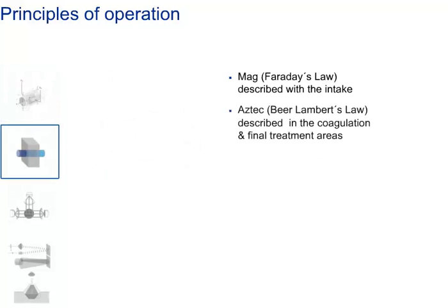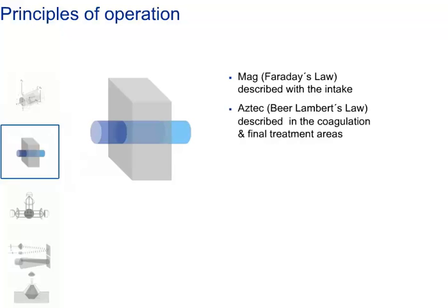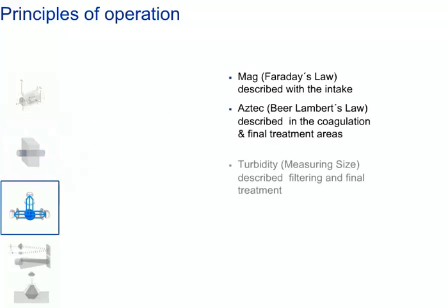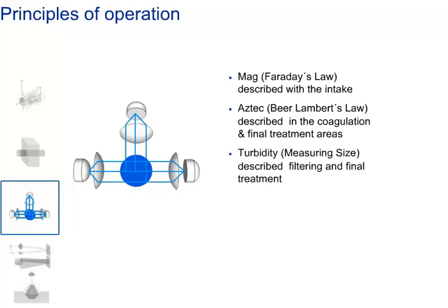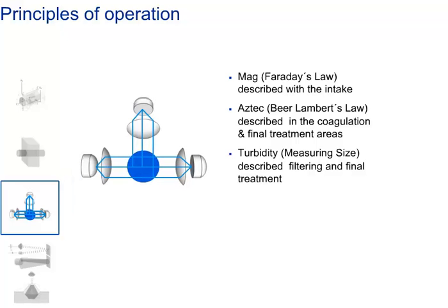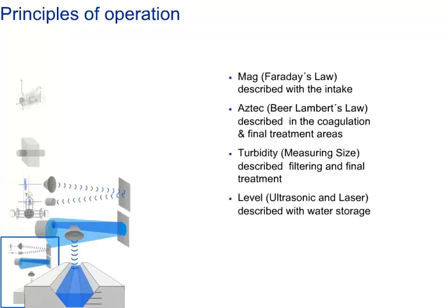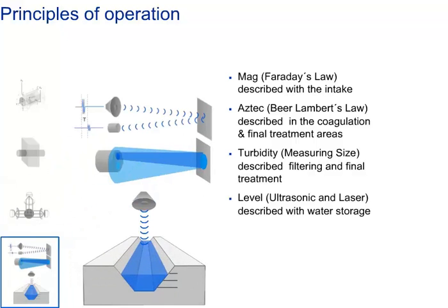Our Aztec series of analytical measurements using the Beer-Lambert law measure a wide variety of chemical properties found in the treatment process, including iron, manganese, and aluminum. Our ability to monitor the cleanliness and color of the water using turbidity and nephelometric metering. And finally, ultrasonic and laser level detection, keying, storage, and monitoring of the level of water throughout the process.